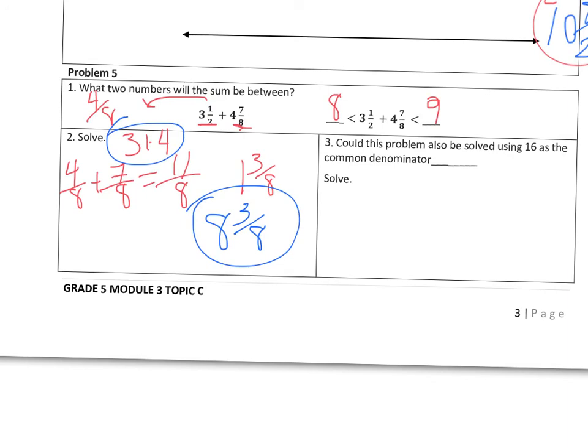Now, I know you wanted to turn it into 16ths. You wanted to so badly. Could it be solved using 16 as the denominator? Sure it could. Go ahead and try it.